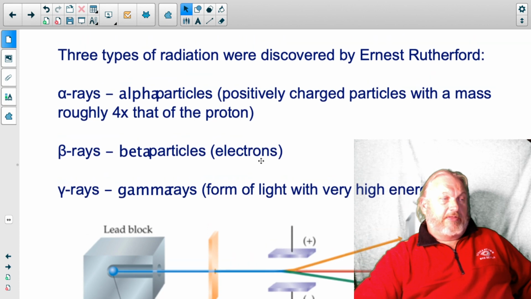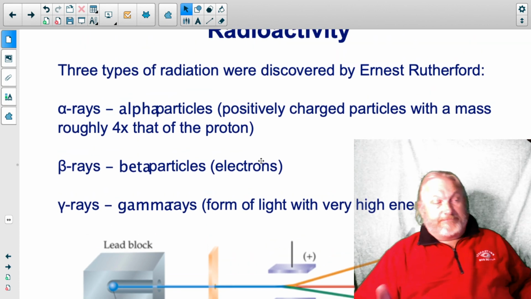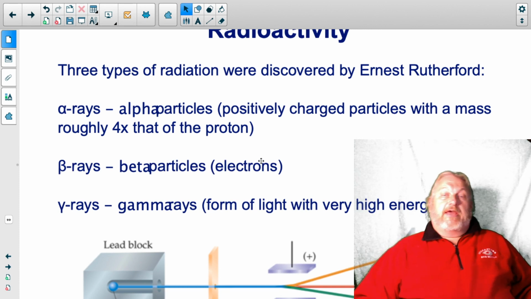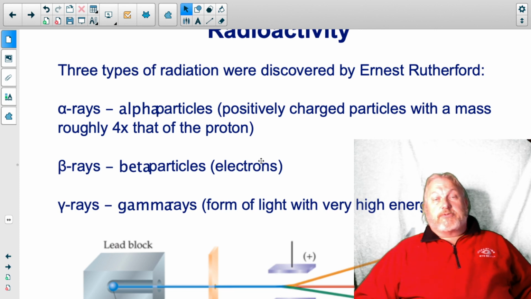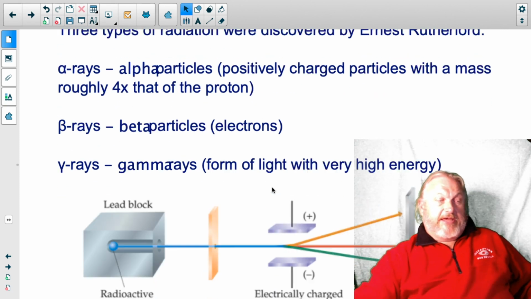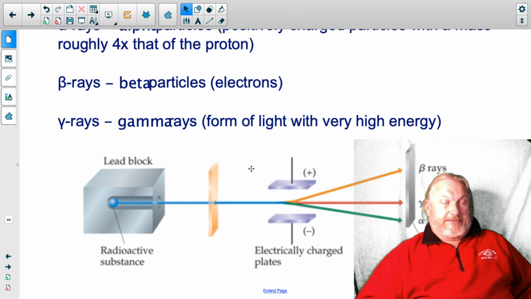The three types of radiation were discovered by Ernest Rutherford. He discovered what he called alpha particles, or alpha rays. These were positively charged particles that had a mass roughly 4 times that of the proton. Then he had beta rays, or beta particles, which were determined to be electrons. And then gamma rays, which are just a form of high energy light.